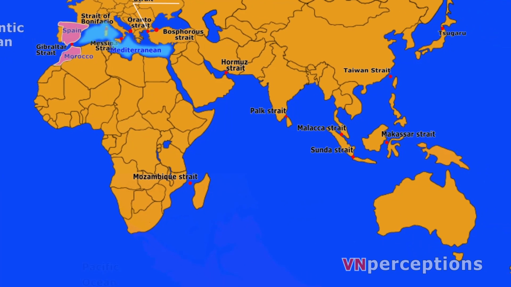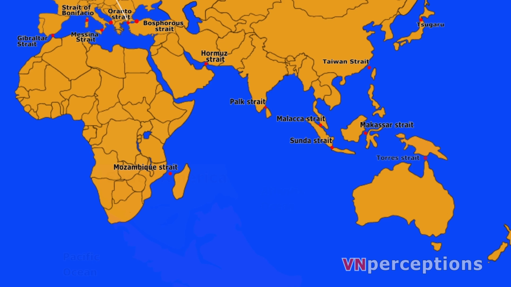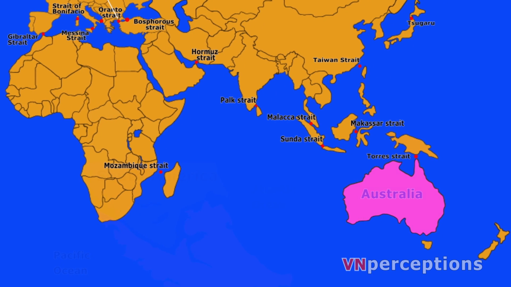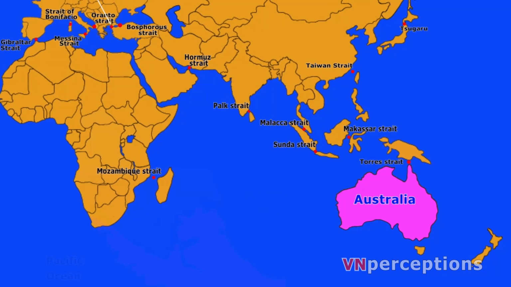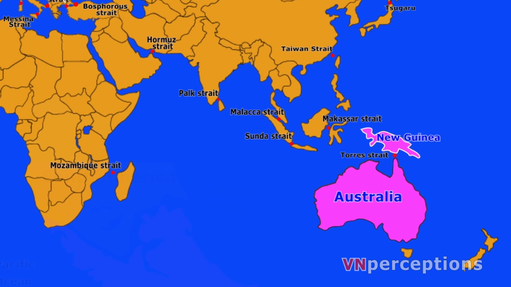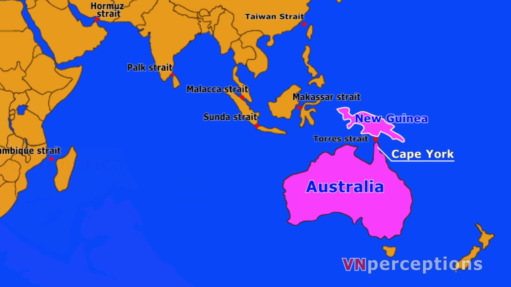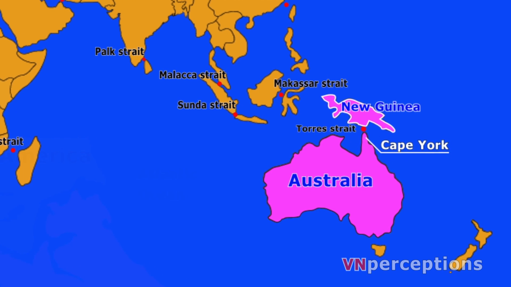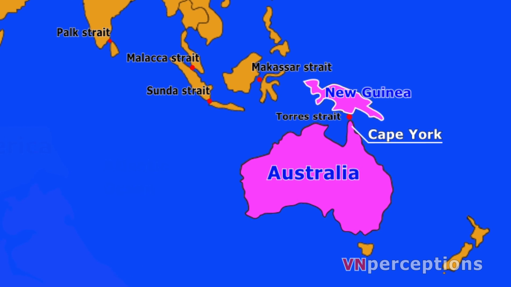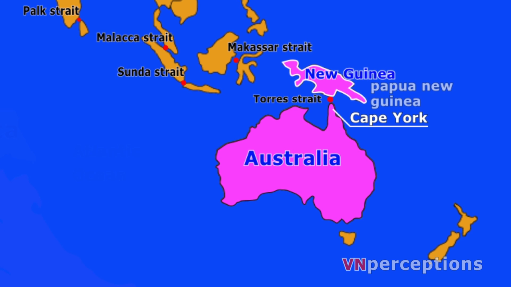Coming to the straits around Australia. The first one is the Torres Strait. It lies between Australia and the Melanesian island of New Guinea. To the south is Cape York Peninsula, the northernmost continental extremity of the Australian state of Queensland. To the north is the western province of Papua New Guinea.